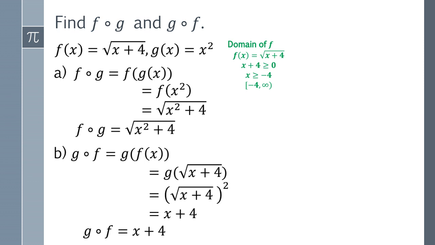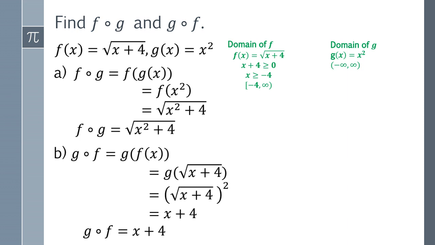But I also have to check my domain of g. Before I can state the domain of the composite function, I need to check both functions individually. My domain of g, since I have an x squared, and we covered this, the function is neither a fraction, nor a square root, nor a log. Hence the domain is all real numbers.